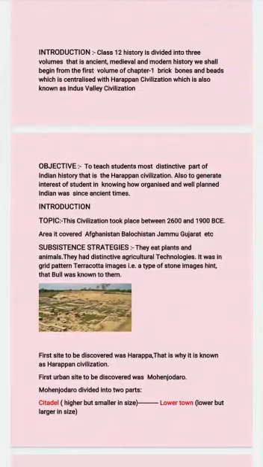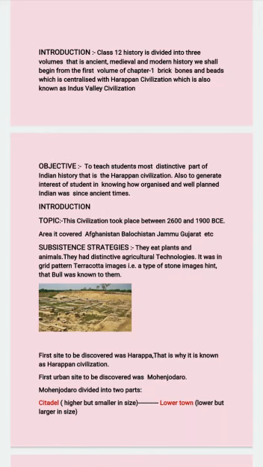Now, before starting the chapter, I would like to tell you something about class 12 history that we are going to study. Class 12 history consists of Indian history. Like in class 11 you studied world history, here you will be learning about Indian history. Indian history is divided into three parts: ancient, medieval and modern history. And this first volume, the ancient history, carries a weightage of 24 marks.